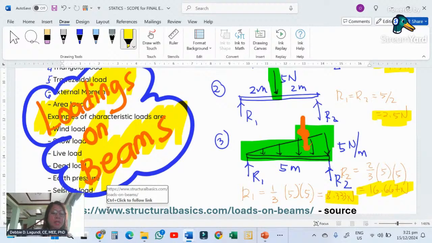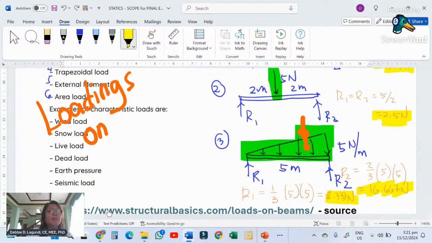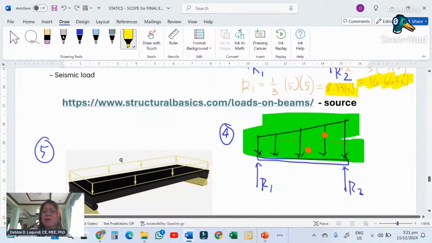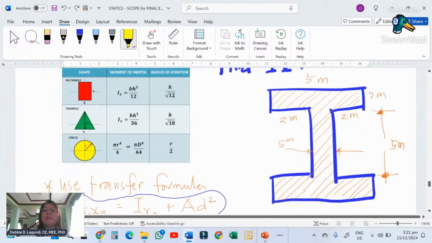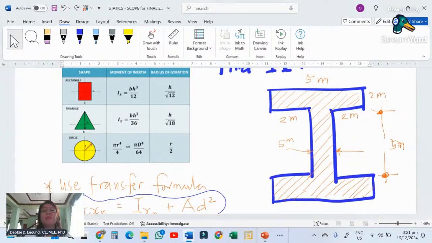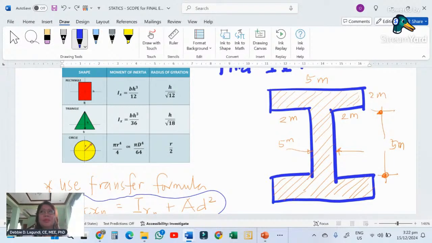So the first thing that I'm going to discuss with you will be moment of inertia. Say I have here an I-beam and the dimensions are given. I have 5 meters for this length. The meters will be the unit, but it's not realistic, this is just for discussion purposes.